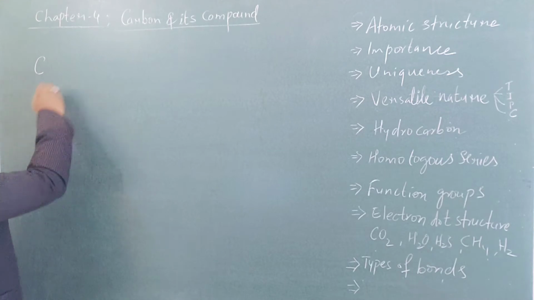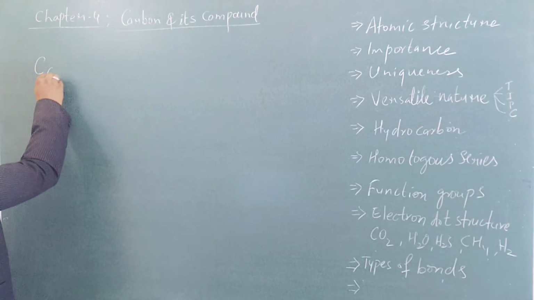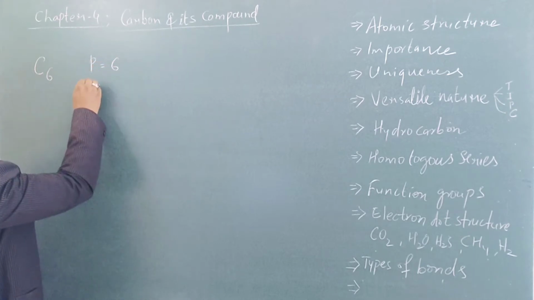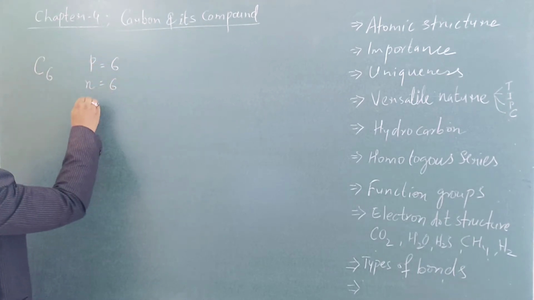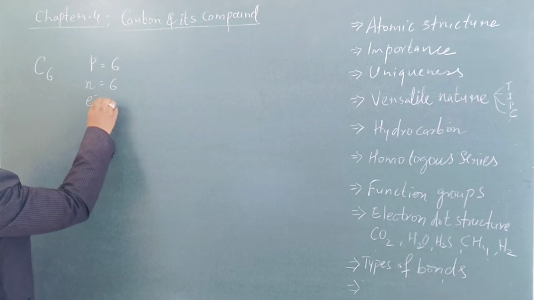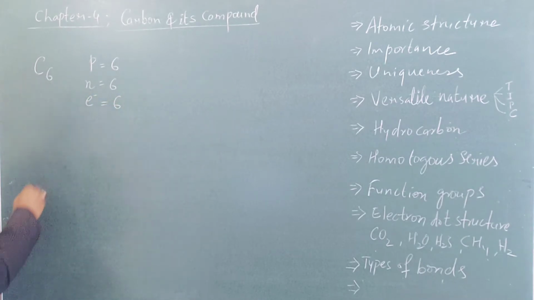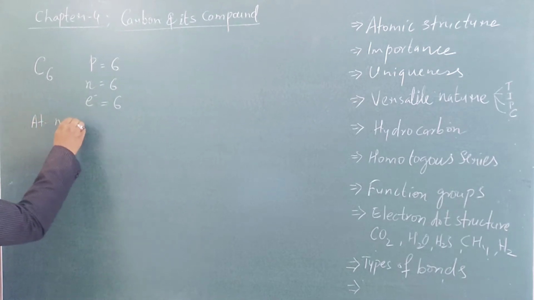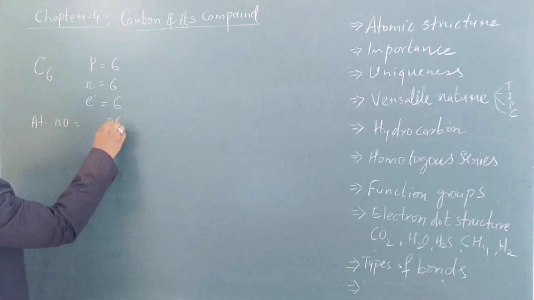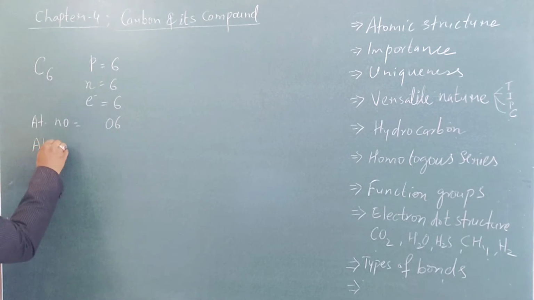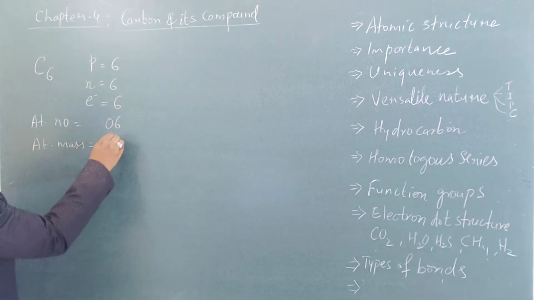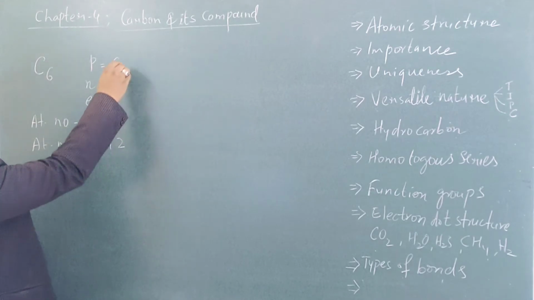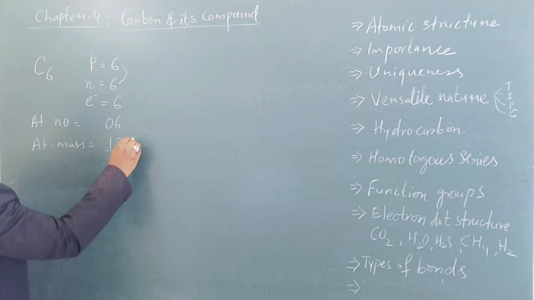Carbon, the atomic number is 6. The number of proton in carbon is 6, number of neutron is 6, and number of electron is also 6. The atomic number of carbon is 6. Atomic mass of carbon is 12, right? Neutron and proton you can add and you will get 12 u.